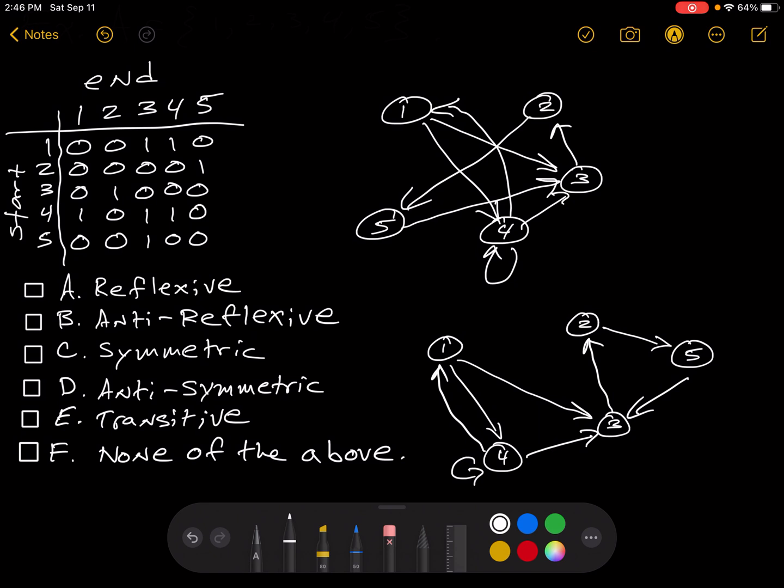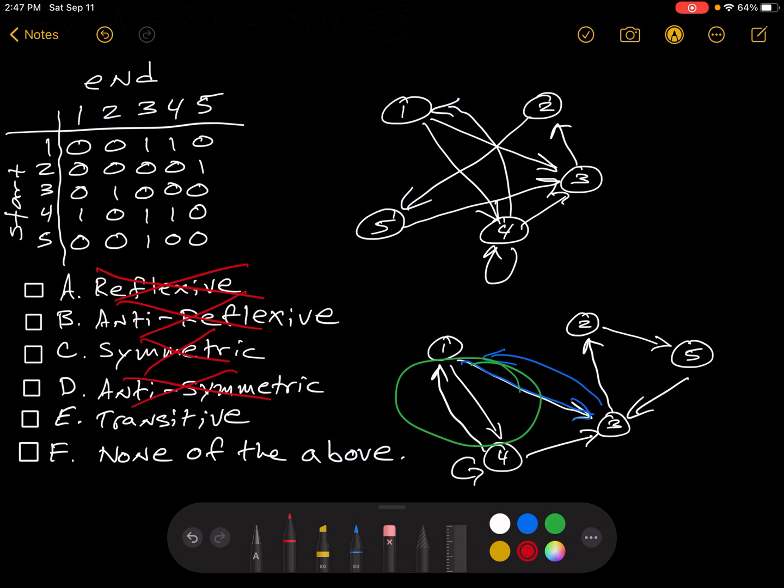And so now looking at this last graph, I can tell right away from my video on graphing reflexive relations that this is not reflexive. All right, so that's out. I can also tell that it's not anti-reflexive. It's not symmetric. Why is that? Well, there's this arrow here, but there's no arrow going back. Okay, so that's out. I can tell that it's not anti-symmetric. I can see that right in here. Okay, so that's out.